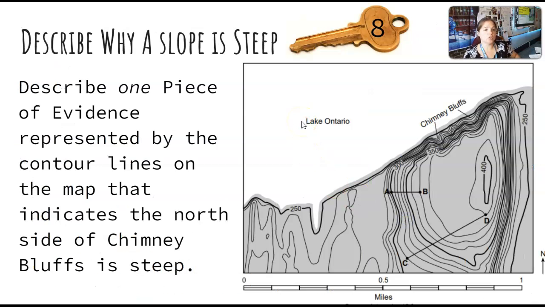All right. Describe why a slope is steep. We're going to go to number 8, and number 8 is on this page. We have to flip a page. I'm going to go right down to the bottom. Describe one piece of evidence represented by the contour lines on the map that indicates the north side of Chimney Bluffs is steep. So the north side up here. Why is this steep?